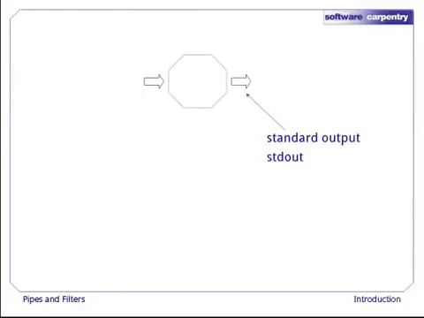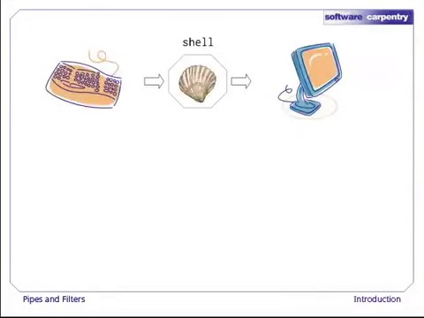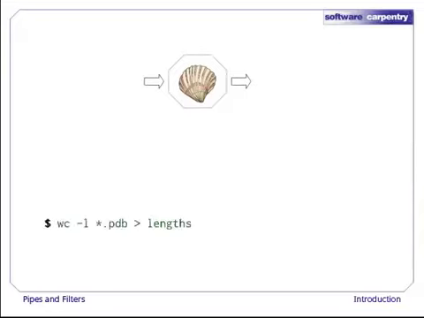Every process also has a default output channel called standard output, or stdout. When we run a program normally, the shell temporarily sends whatever we type on our keyboard to the process's stdin, and sends whatever the process prints to stdout to our computer's screen. For example, if we run wc -l star.pdb > lengths, the shell starts by telling the computer to create a new process to run the wc program.